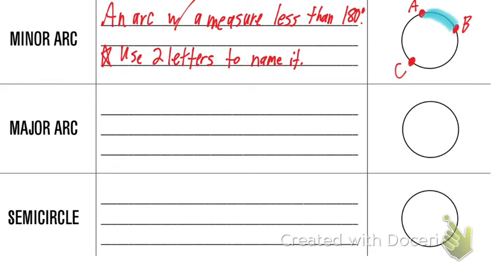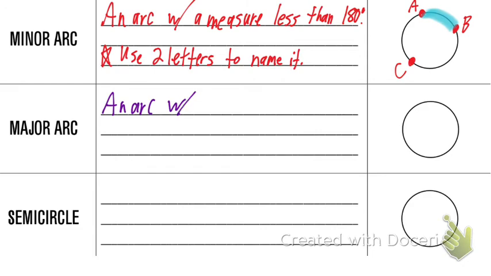All right. So it's less than 180 degrees. How much would the whole circle be? Probably 360, right? Yeah, 360 degrees for one rotation around the circle. We'll specify with that. A major arc. What do we anticipate a major arc might be? An arc with a measure greater than 180. That's going to be correct.